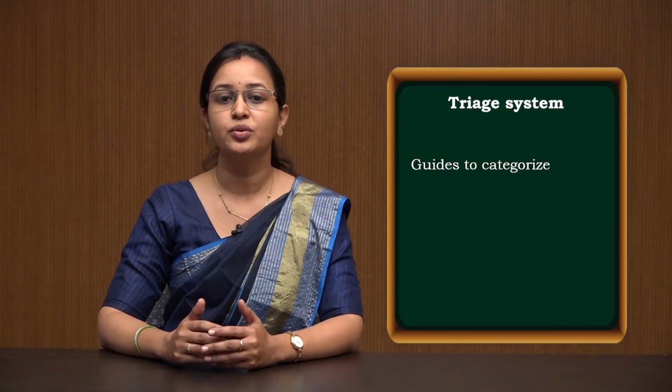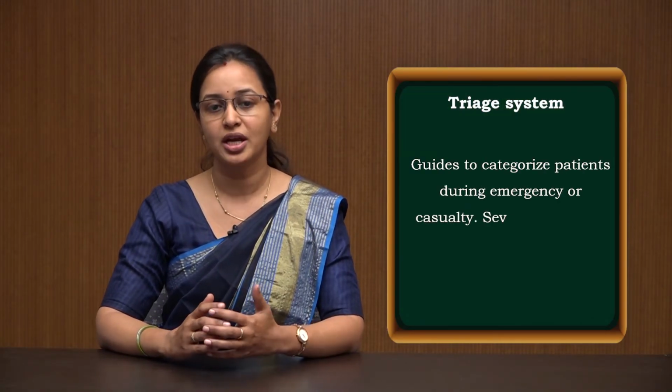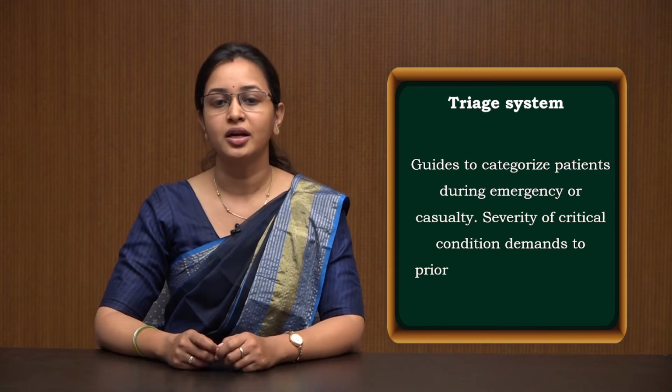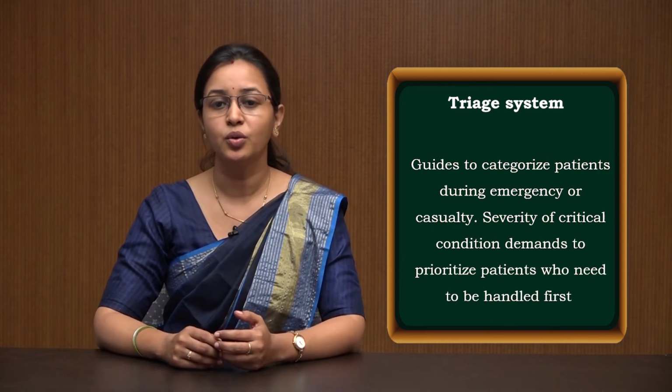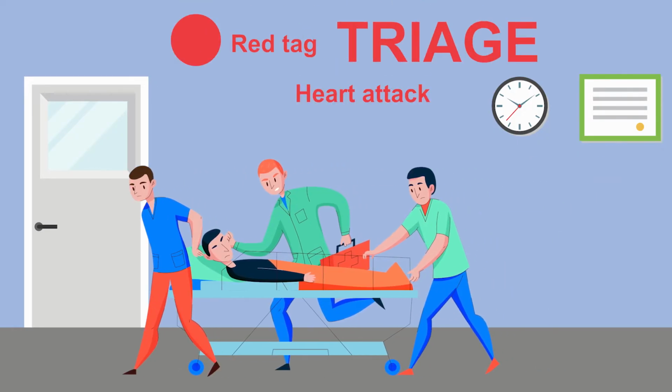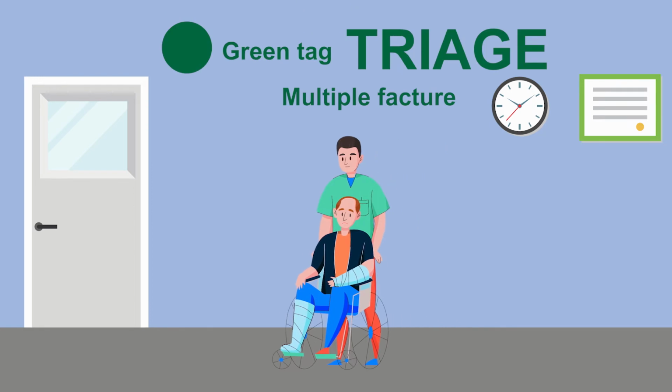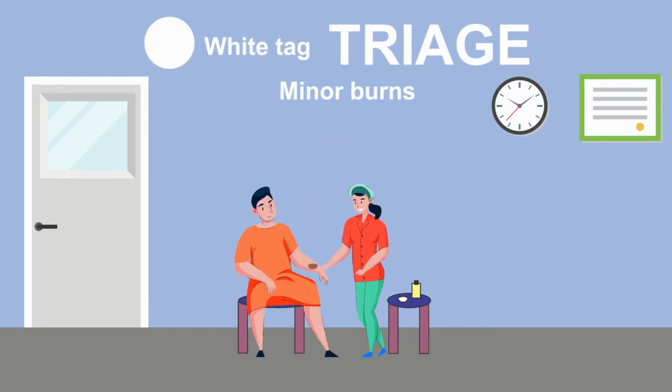For transportation of patient in medical condition, triage system is applied to sort out patient into those who need immediate transportation to the hospital and those patients with less severe injuries. Triage system guides us to categorize patient during emergency or casualty. Severity of critical condition demands to prioritize patient who needs to be handled first. Levels of priorities are shown by red, yellow, green and white color respectively. Triage step can be started before transportation in providing first aid facility.